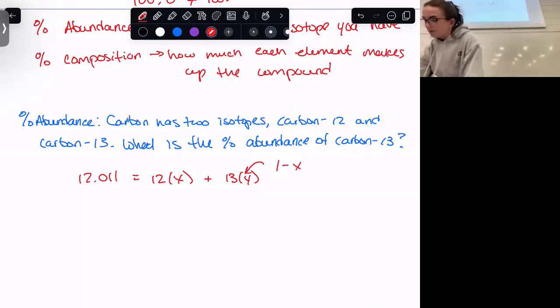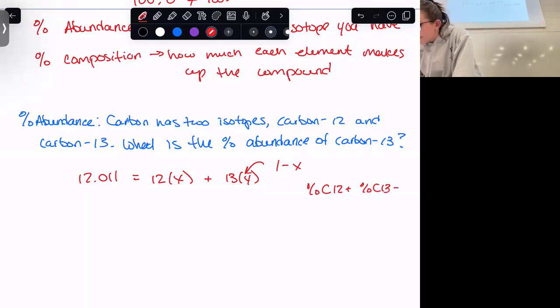Because the percent of carbon 12 plus the percent of carbon 13 equals 100%. So if we convert these to decimals, this is the decimal for carbon 12 plus the decimal for carbon 13 is equal to 1. So which one is easier for this question?